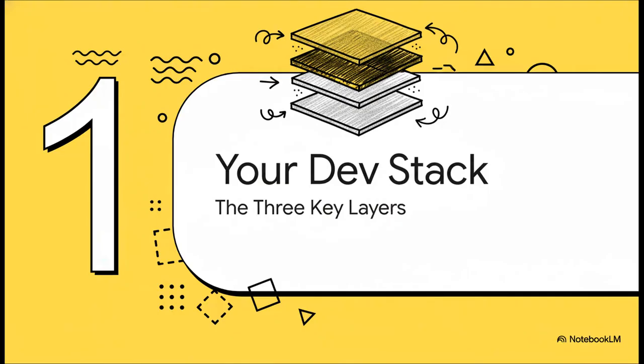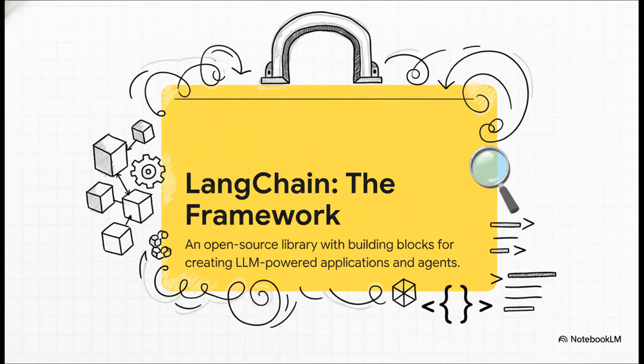Okay, so to start solving this, we first need to clear up some confusion. Let's get our vocabulary straight, because there are a lot of terms floating around. When you really break it down, your development stack has 3 key layers. So, layer 1, the framework. Think of a tool like LangChain. This is the stuff you use to build your application. It's the open source library that gives you all the building blocks and helps you wire everything together. It's your construction kit, basically.